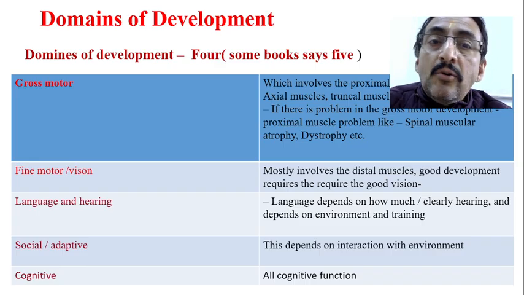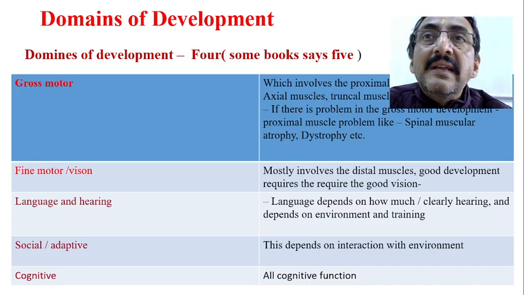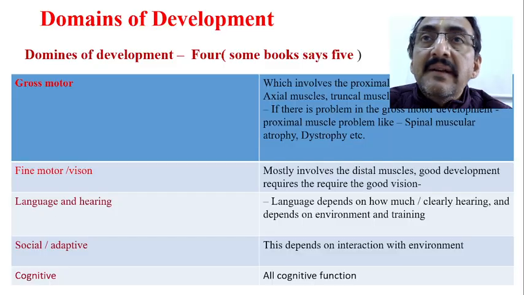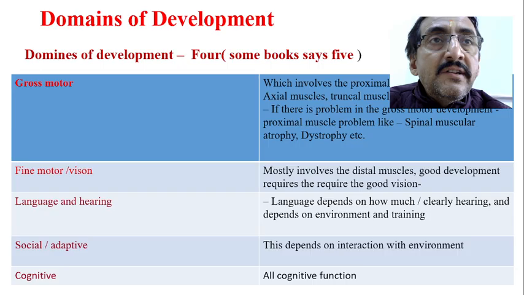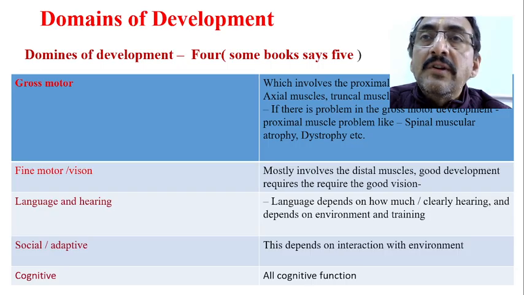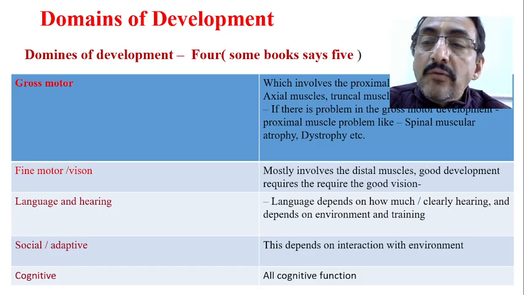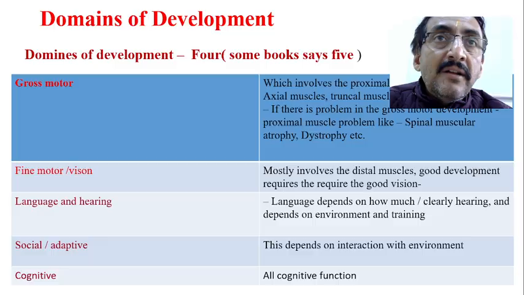Now the language domain greatly depends upon how clearly he is hearing. That's very important. It also depends on the level of cognition. If the cognition is good, naturally the language development and communication skill will be good. It basically depends upon how much he is able to hear, how clearly he is able to hear, and it depends upon the environment and also the training. Language developmental milestone development also depends on training and supportive environmental factors.